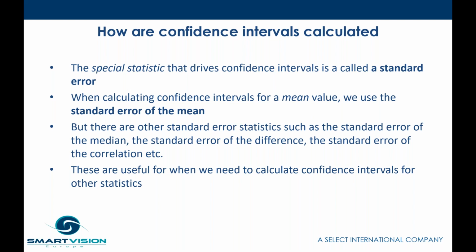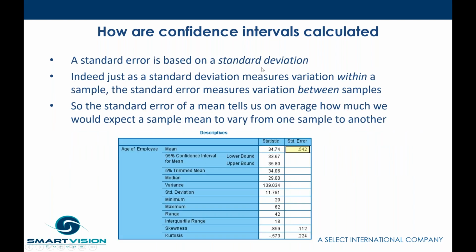And these are useful for when we need to calculate confidence intervals, not just for averages like means, but for confidence intervals of percentages and of differences and correlations, etc. The standard error is based on standard deviation. We're taught what a standard deviation is in school. Standard deviation tells us what the average spread is, what the average deviation about the mean is within a sample. And just as a standard deviation measures variation within a sample, the standard error estimates variation between samples. It's telling us how much we would expect our mean to vary from one sample to the next.